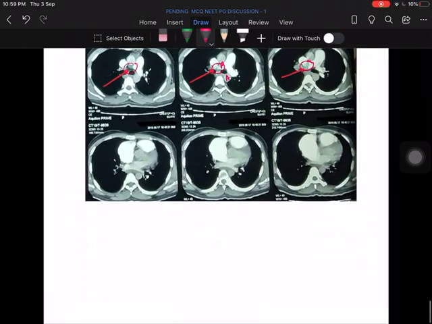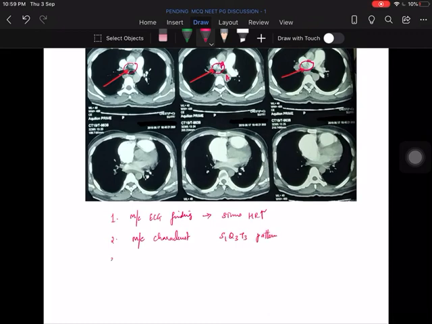The questions are: the first thing is, what is the most common ECG finding? That is sinus tachycardia. The most characteristic finding is the S1 Q3 T3 pattern, and the other thing is the scoring, which is the Wells score.